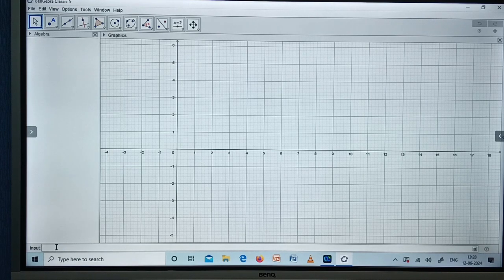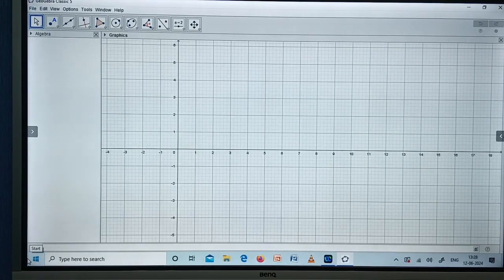Today we are going to explore polynomials using GeoGebra. So this is the GeoGebra screen. We are going to find the relationship between the coefficients and the zeros of a polynomial.